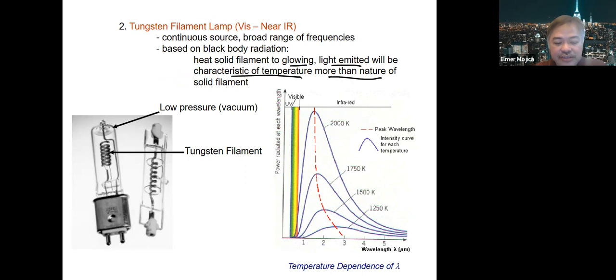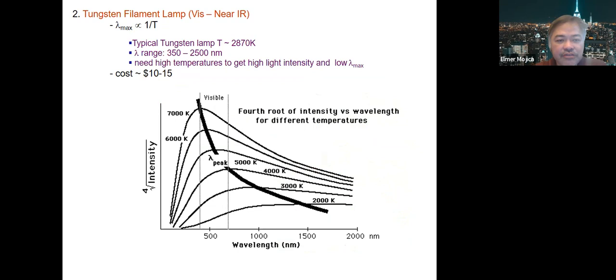Now, if you're going to look at the tungsten filament lamp, the lambda max is inversely proportional to the temperature. The typical tungsten lamp is 2870K. If you have tungsten and halogen, it can go as high as 3,500K. The range that you have here is from 350 to 2500, the near IR range.